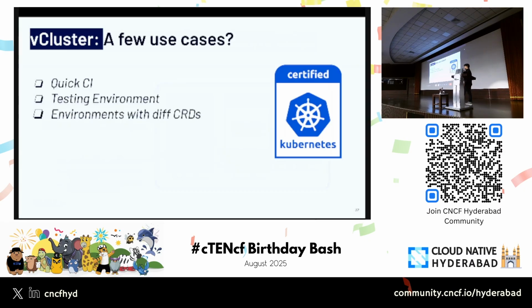Next is environments with different CRDs. When you are building an operator on CRDs, you can use something like this, because each of your virtual clusters can have different CRDs, and with those CRDs you can build and deploy different operators. Another is multi-tenancy, which is a very complicated challenge. If you're using a priority scheduler and all those things, you can use this across your different tenants, so each can consume a part of each queue.